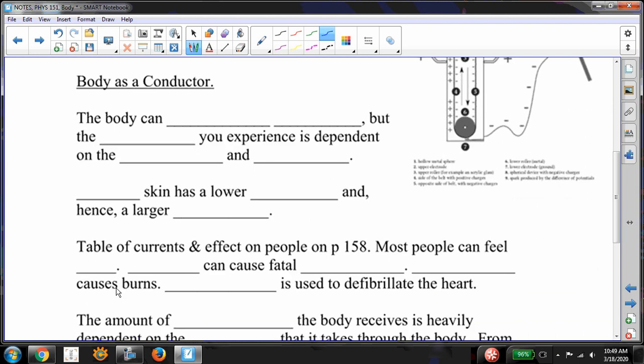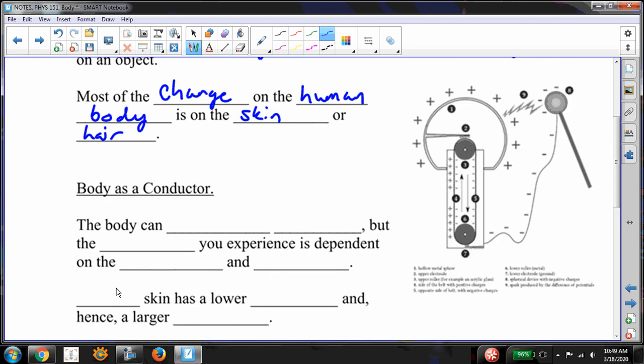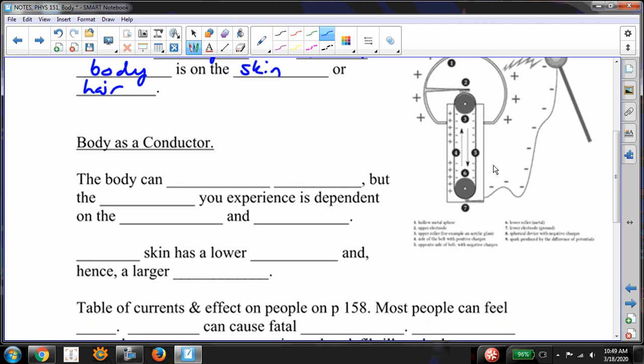The body is a conductor. It conducts. Here, usually I show a Van de Graaff generator in class. I'm sorry that we don't get to do that, but I'll post a video of how that works and what it does. The body is a conductor.